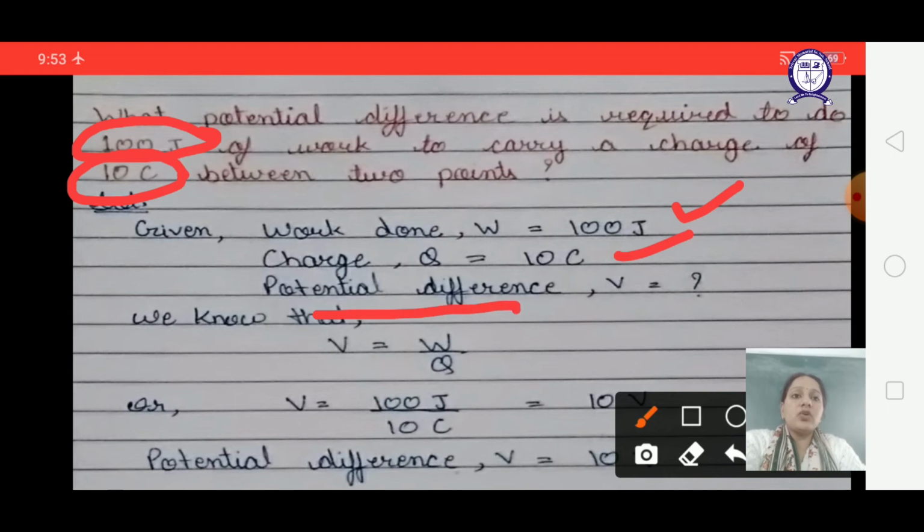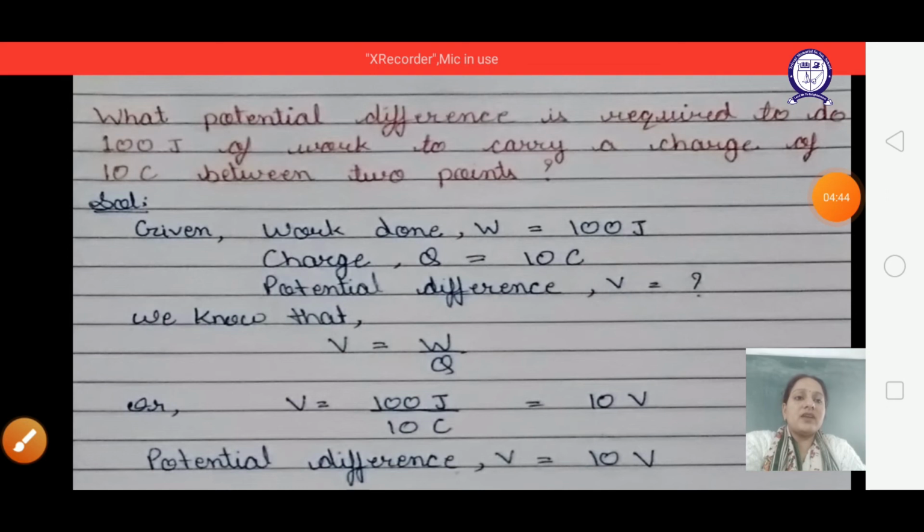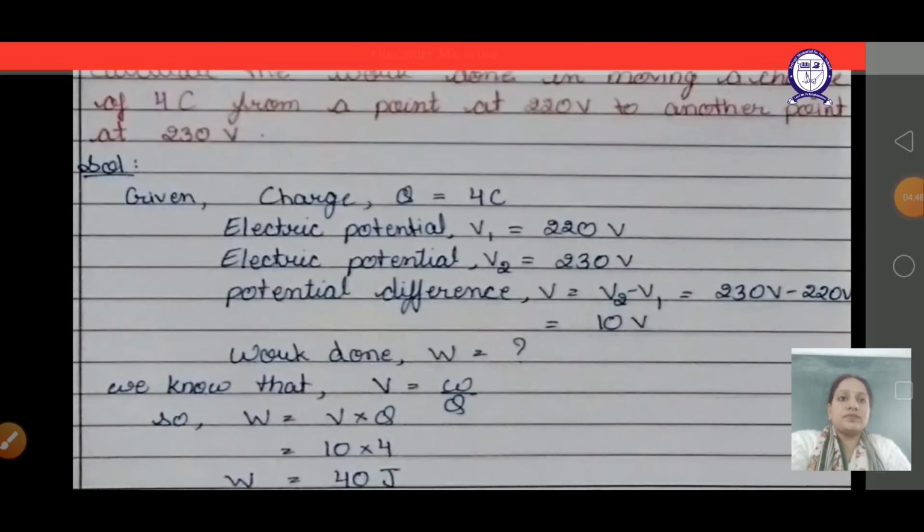Now we all know that potential difference could be calculated using the formula V equals W by Q, where W and Q both are known to us. So directly we will substitute the values in the formula, and on doing the calculation we will get our answer, that is the potential difference comes to be 10 volt.